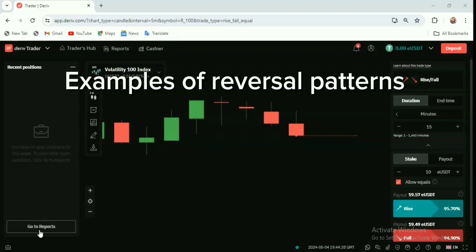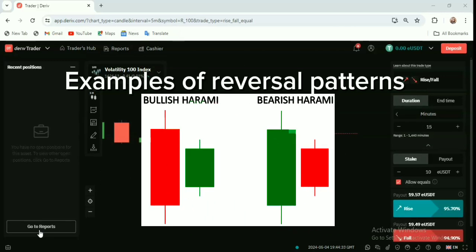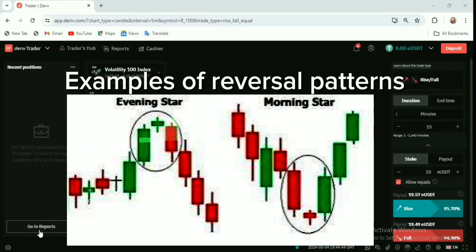So number two examples of the reversal pattern, we have the harami patterns. Similar to the engulfing patterns, we also have the bullish harami patterns and we have the bearish harami patterns. Number 3, we move to the morning and evening star.